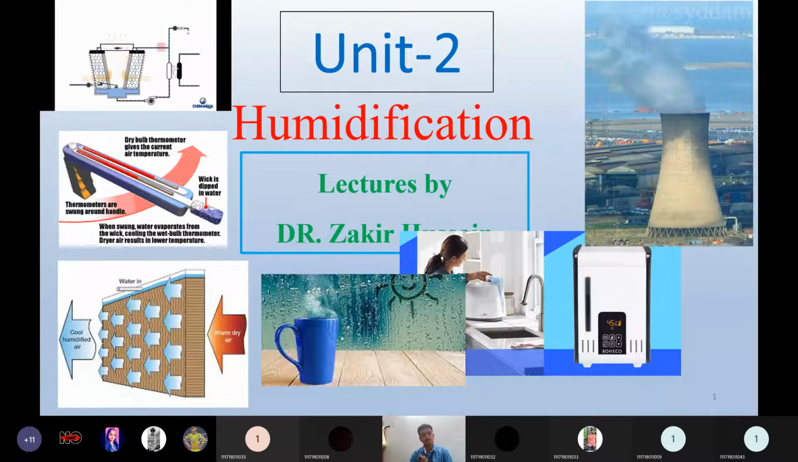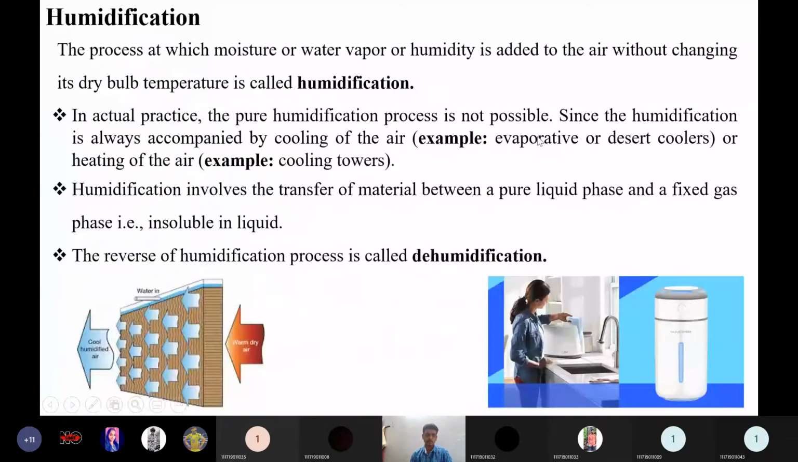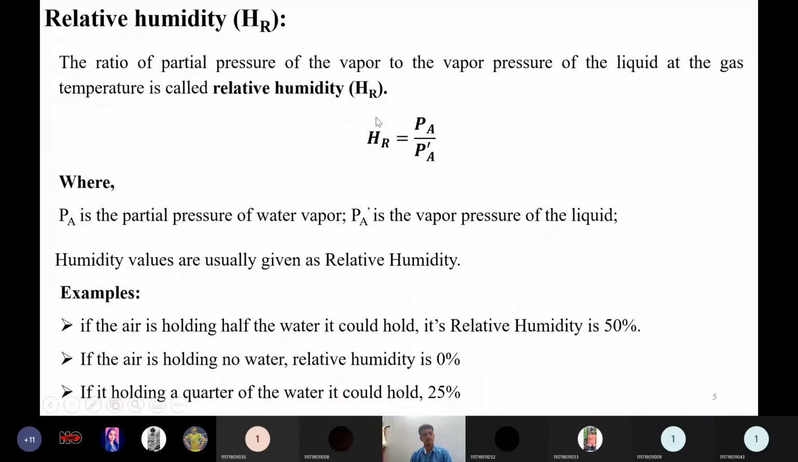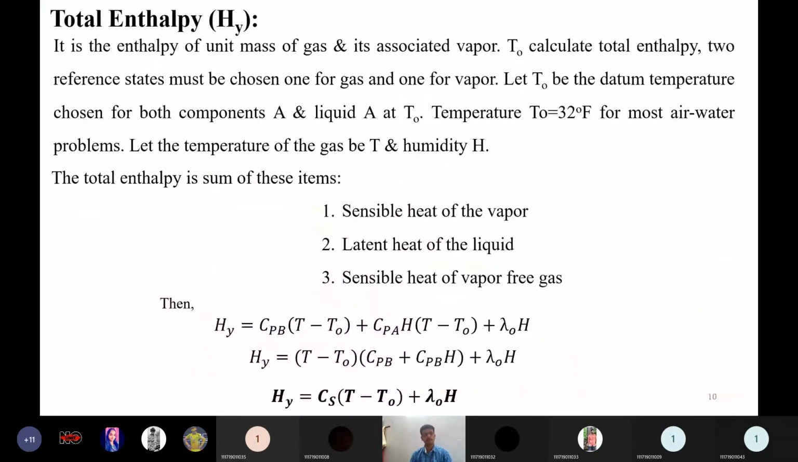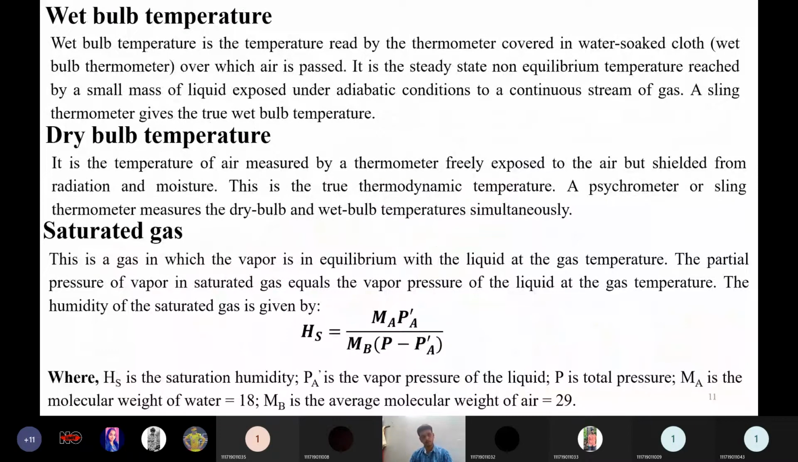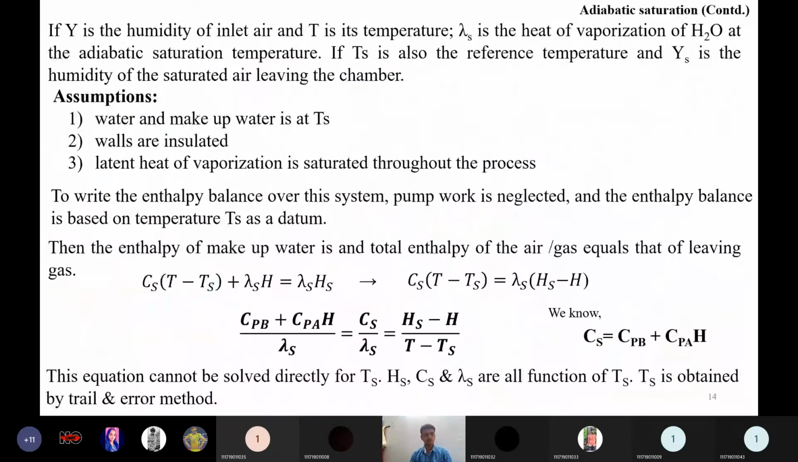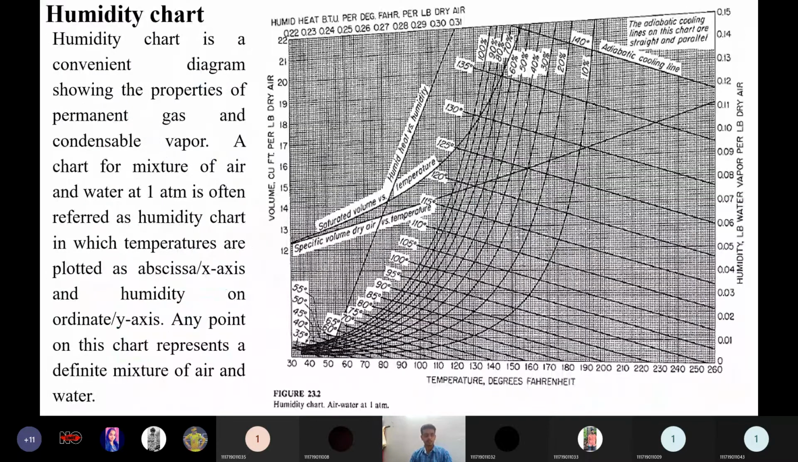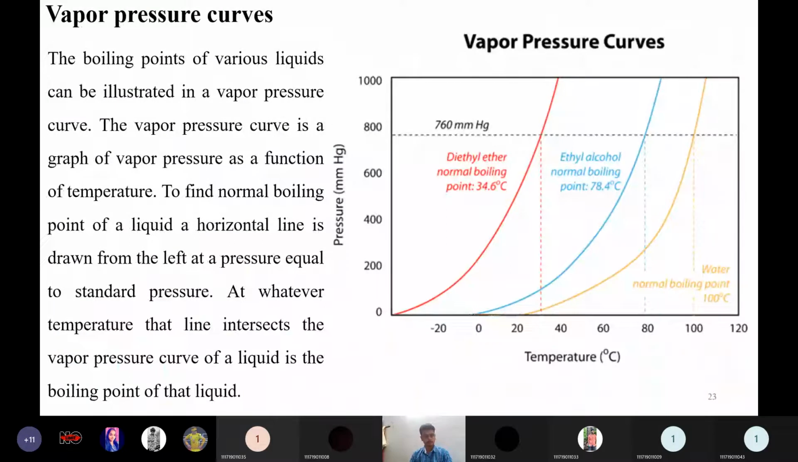So until the last class, we were seeing humidification, unit 2. So far we have covered the contents, humidification, the definition of humidity and various forms of humidity, enthalpy, humid volume, humid heat, wet bulb and dry bulb temperature definitions. So the humidity chart and use of the humidity chart we have covered. So vapor pressure curves. Today we are going to see these vapor pressure curves.